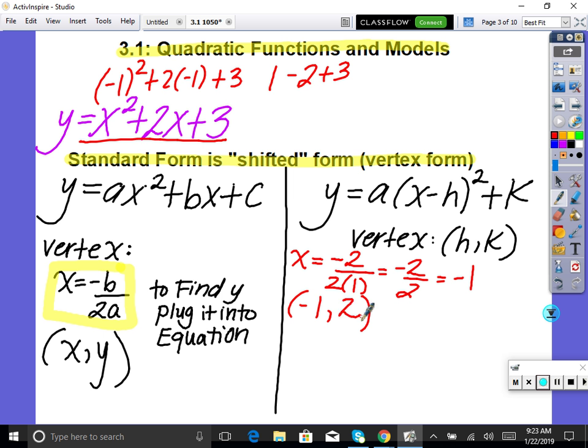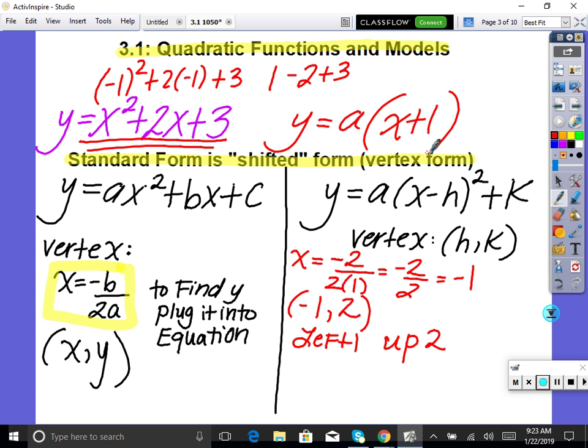Well, if this is my vertex, then let's put it in vertex form or shifted form. So it'll be y equals, I'm going to put an a there. We'll talk about a in a second. Since it's left 1 and then shifted up 2, isn't it true that it should be x plus 1 squared? And then the up 2, the sign stays the same, plus 2. Now the a value is actually going to be really easy. All you need to do is look in front. Isn't the a value 1 here? Then it's going to stay the same. The a value is 1. We'll just call that a 1.